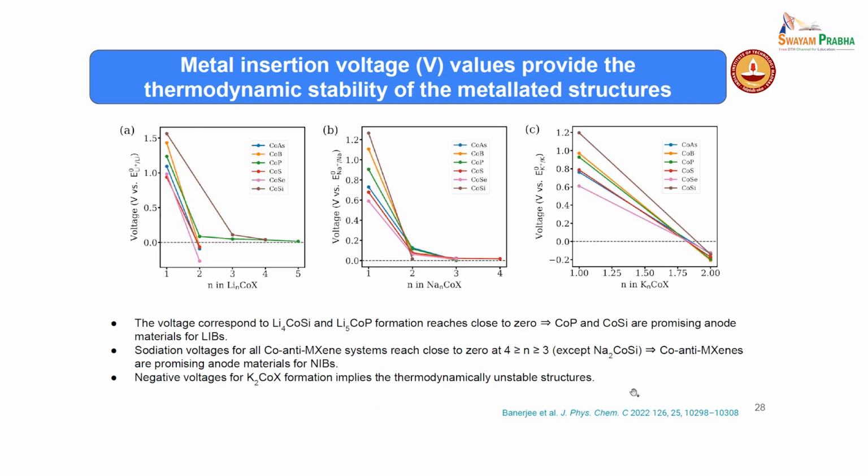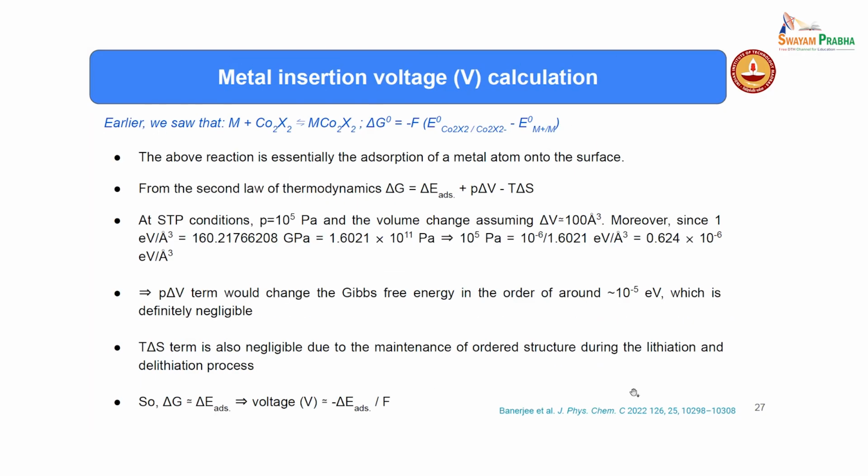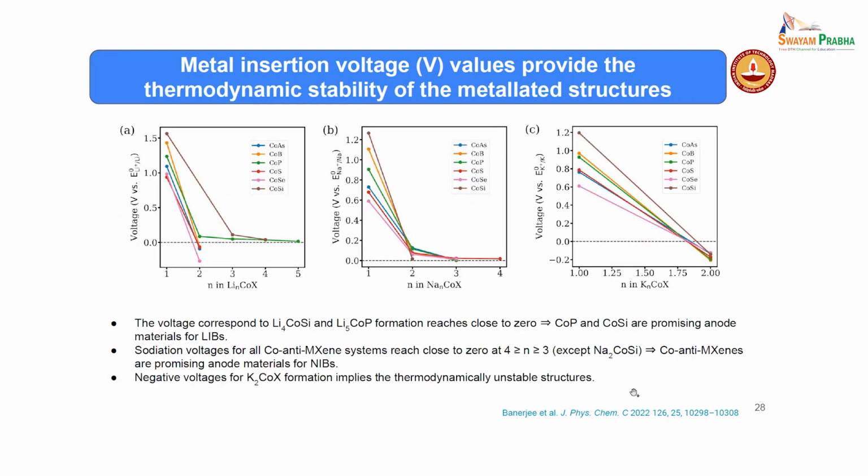So you calculate the voltages for each of these systems, for lithium, sodium and potassium, and you can see here that the voltage is crossing 0 for certain cases. Whenever the voltage is crossing 0, that corresponds to a negative voltage. If the voltage is negative, then going back to this particular equation, delta G will become positive. When delta G is positive, is that a spontaneous reaction or a non-spontaneous one? Non-spontaneous. So you will not be considering that kind of reaction.